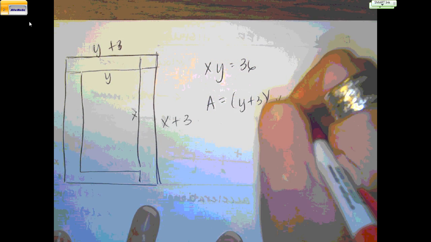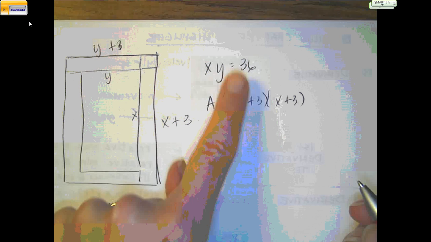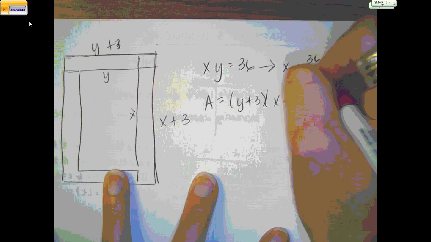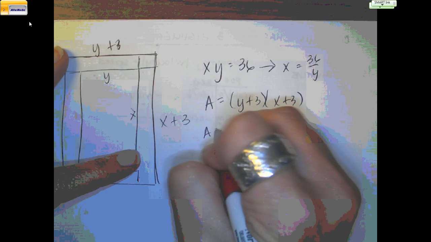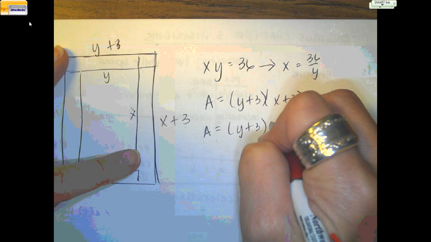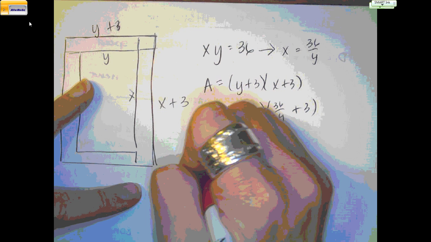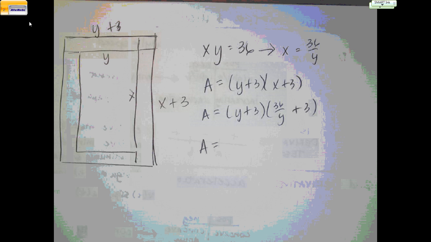If they're minimizing the area, this is the one that we take the derivative of. This is the one that we're going to rearrange so that we have one of the variables by itself, and then we replace it. So we have area equals y plus 3 times x, which is 36 over y, plus 3. And then we're going to go ahead and FOIL. Or I guess we could just take the derivative as it is. It doesn't really matter to me. Actually, let me rewrite this.